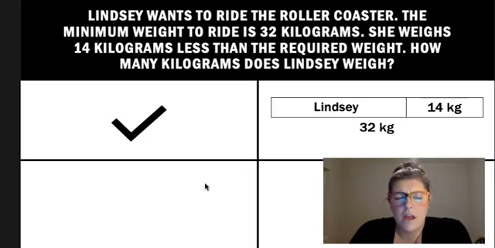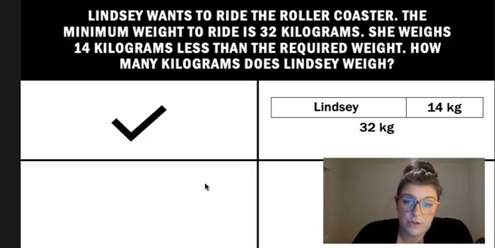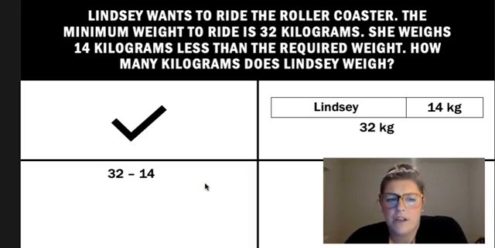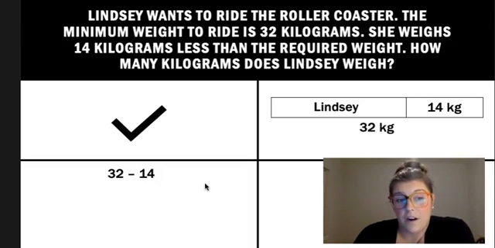Okay? So my number sentence, I could do two things. I could do something plus 14 equals 32, or the opposite of plus is minus. So I can do 32 minus 14 to get what Lindsay weighs. Now, is there a way that we can use a simplifying strategy like we did earlier? I know that 14 isn't the most friendly number to use, but could I split it up into more friendly numbers? Could I maybe split it up into a 10 and a 4?